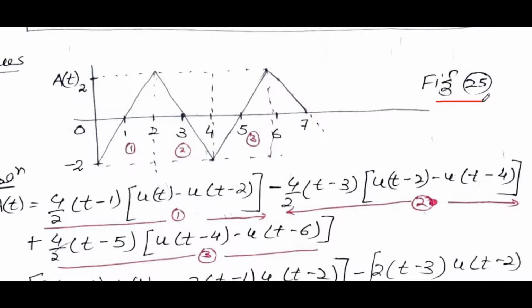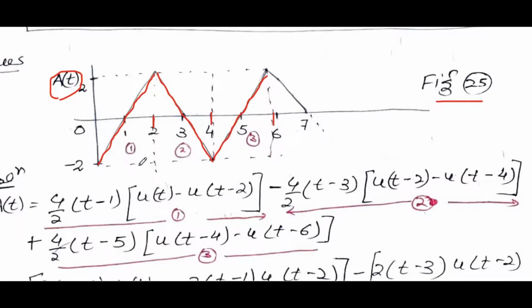In figure 25, you can see that the function a of t is rising first. So this is one ramp function. Then it is coming downward. This is second ramp function. Then it is coming upward. So this is third ramp function. So we can synthesize it using three parts. One is from 0 to 2, another is from 2 to 4, third is from 4 to 6.